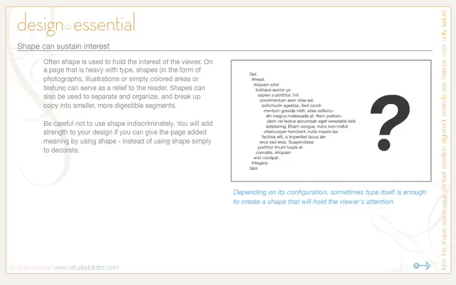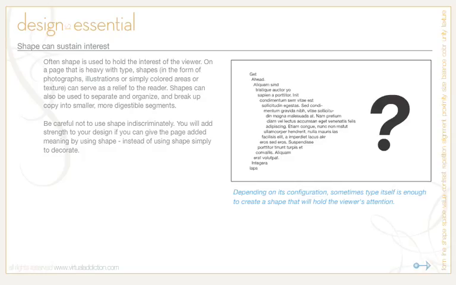Shape can sustain interest. Often shape is used to hold the interest of the viewer. On a page that is heavy with type, shapes, like in the form of photographs, illustrations, or maybe just colored areas or textures, can serve as a relief to the reader.